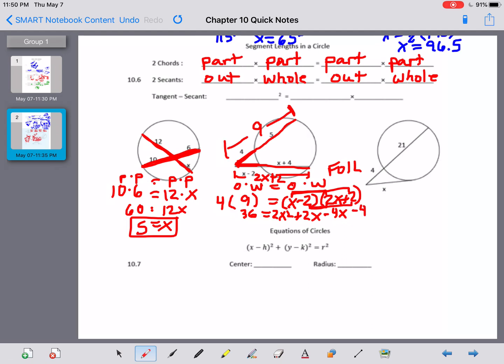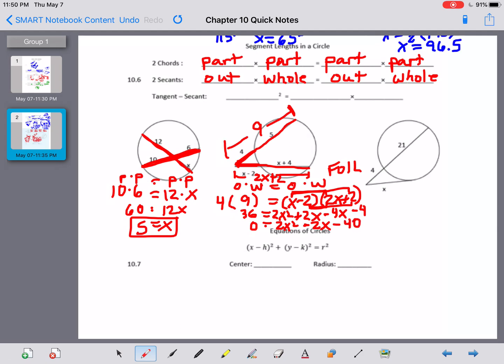All right, it looks like I have a quadratic. I love to make this equal 0. So I'm going to subtract that 36. 2x squared stands by itself. A positive 2x and a minus 4x makes a negative 2x. When I subtract my 36 with my negative 4, I get negative 40.